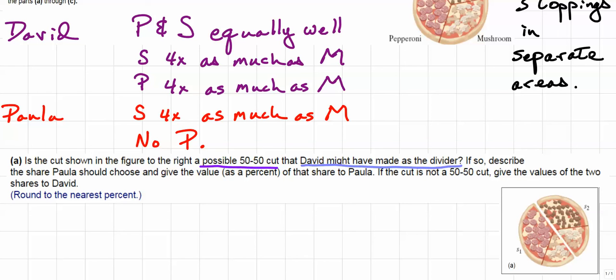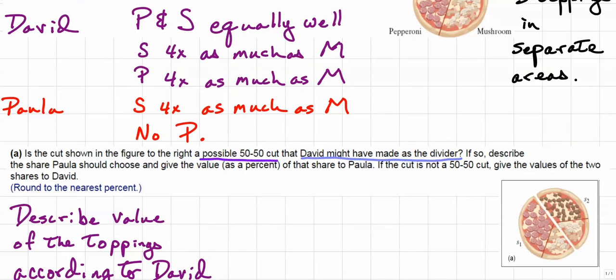And the first thing that we're going to do is describe the value of the toppings according to David. And since David tells us that he likes pepperoni and sausage equally well, we know that the value of those will have to be the same. We also look very carefully and see that he likes sausage 4 times as much as mushroom, and he likes pepperoni 4 times as much as mushroom.